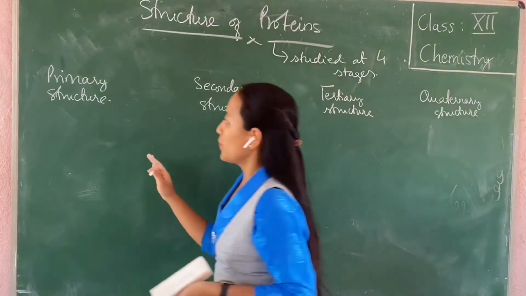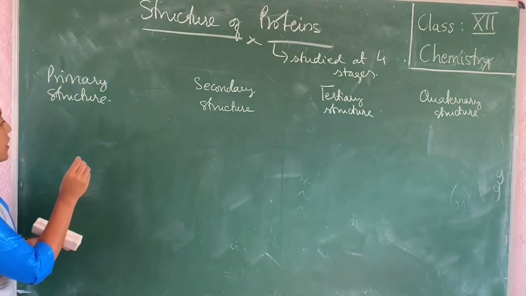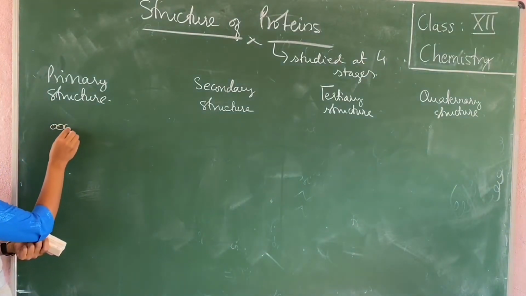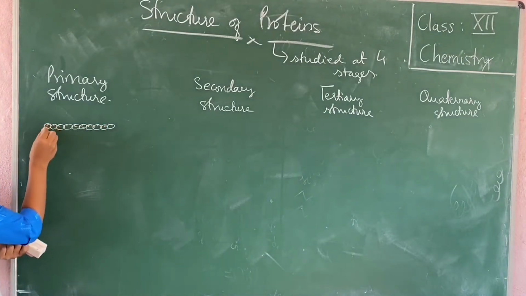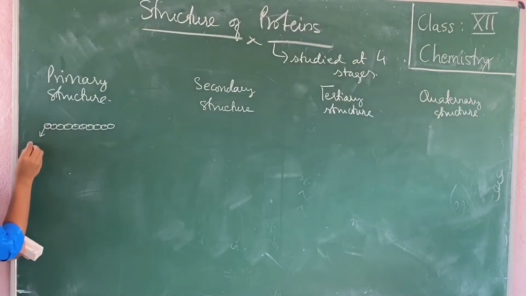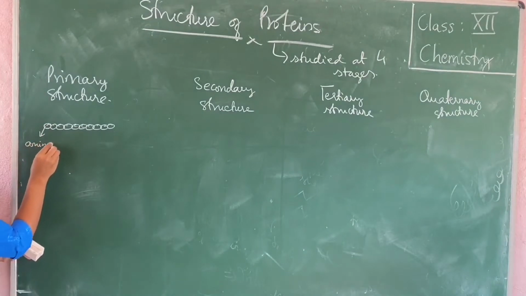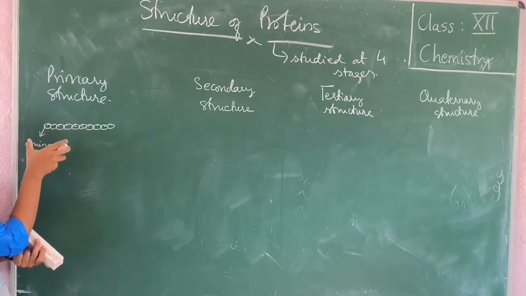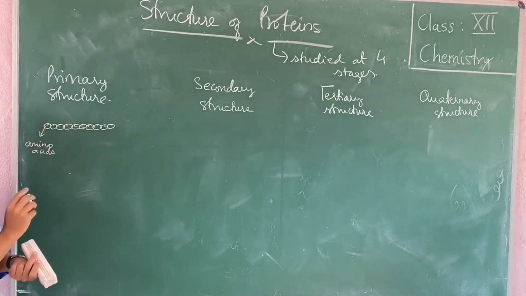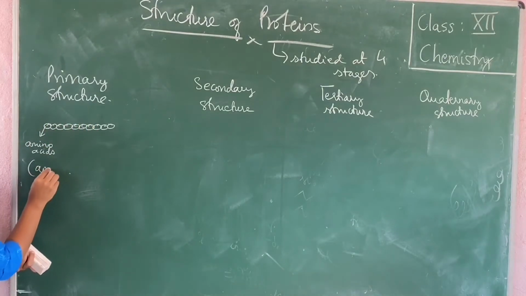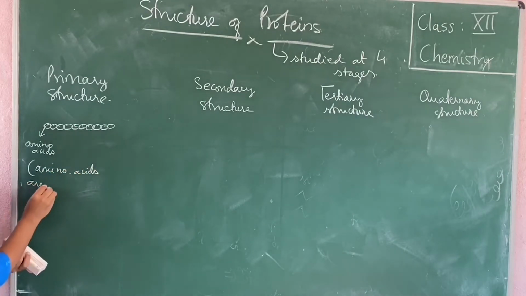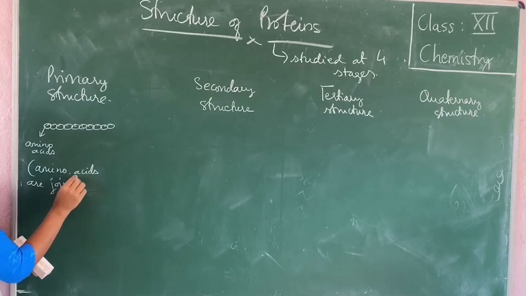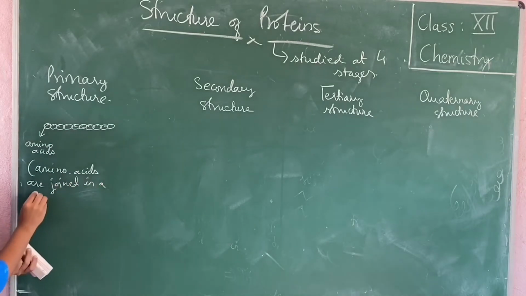So in the case of primary structure, you will see a linear chain of amino acids. So let's say this one circle is one amino acid. Now many amino acids are joined in a linear sequence in the case of primary structure. Here amino acids are joined in a linear sequence.